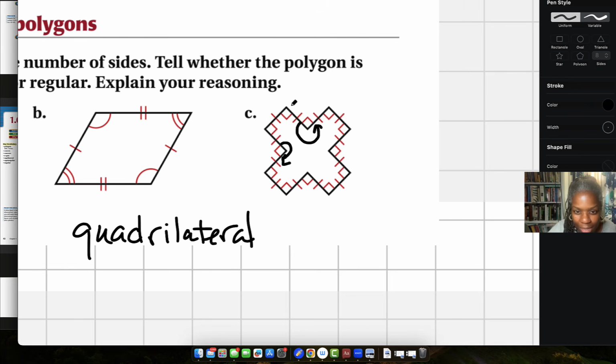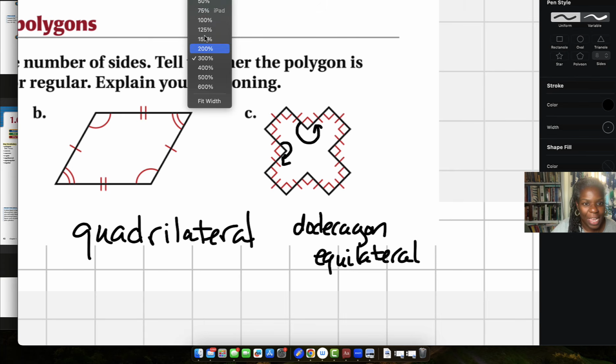So this shape is called, let's see, how many sides do we have? 1, 2, 3, 4, 5, 6, 7, 8, 9, 10, 11, 12. It's a dodecagon and it is equilateral. Let's go ahead to our next example.